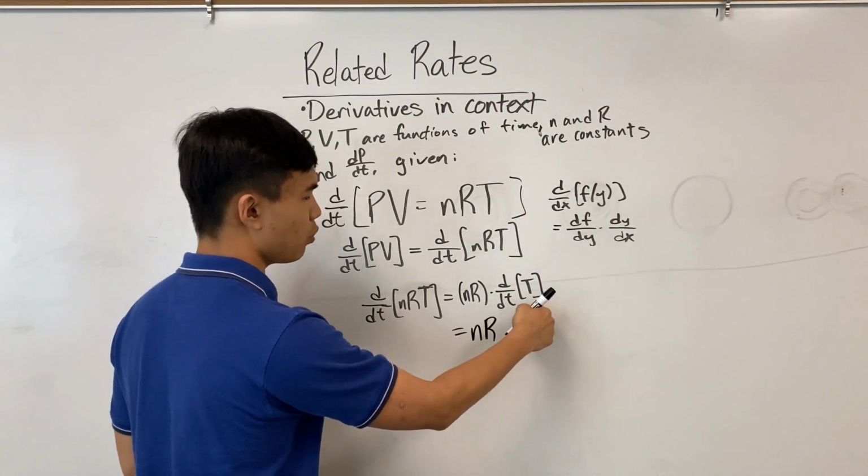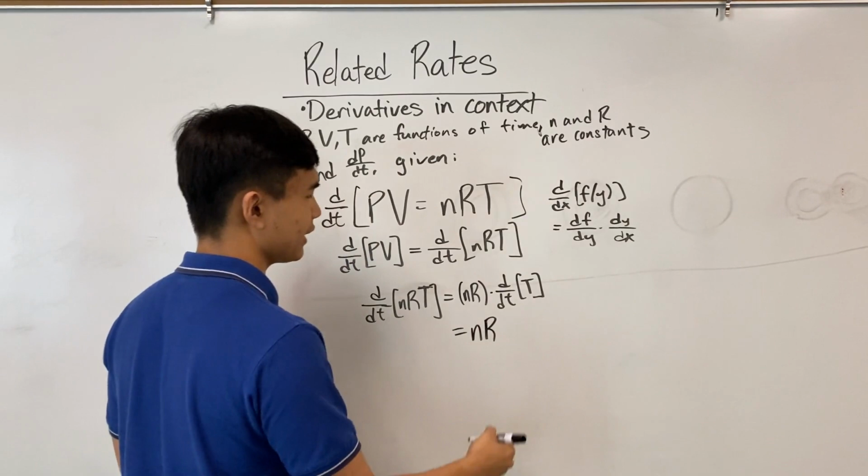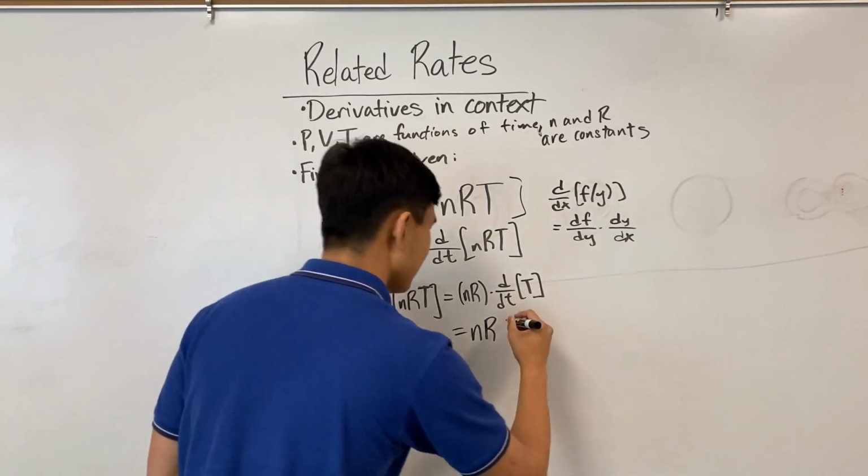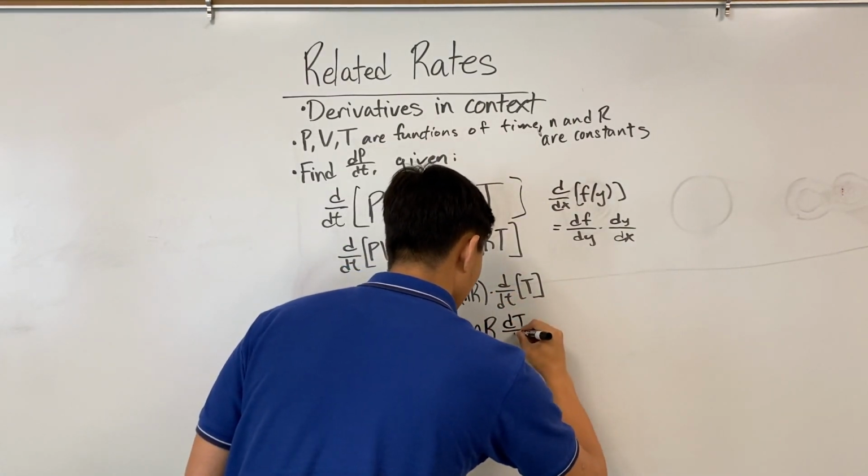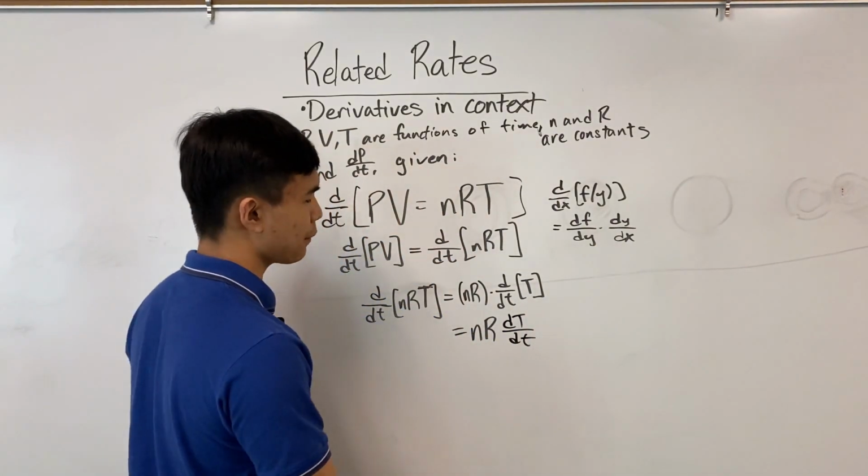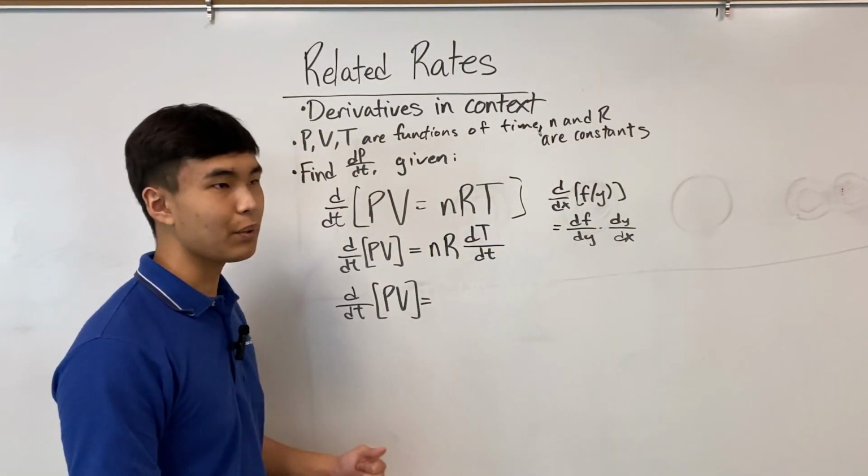We don't actually know what this T function is, so we're just going to say the derivative of T with respect to t is dT/dt. And now I'm going to substitute this back into here. Now we're going to work out the left side.